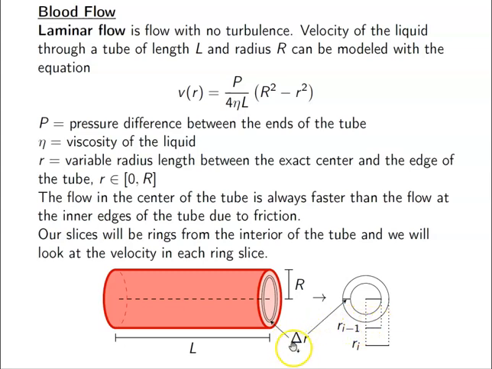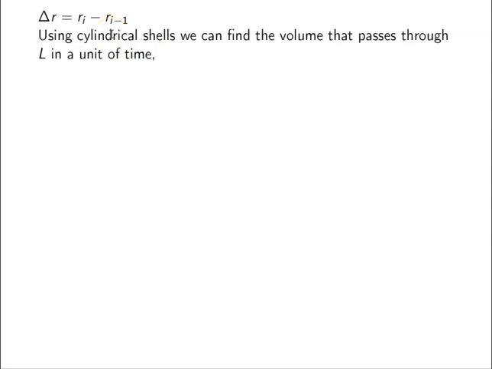And so the difference for delta r is the difference between r sub i and r sub i minus 1. So again, the change in r is r sub i minus r sub i minus 1. That's how we're taking our slices. And then the easiest thing to do here is to use the cylindrical shells method.